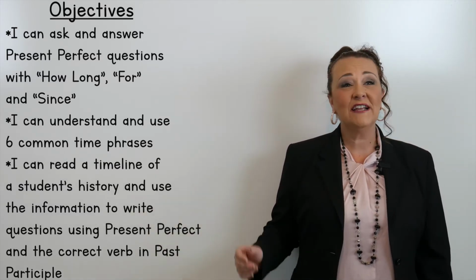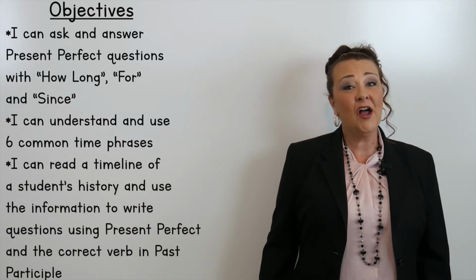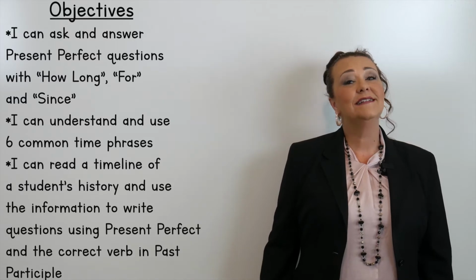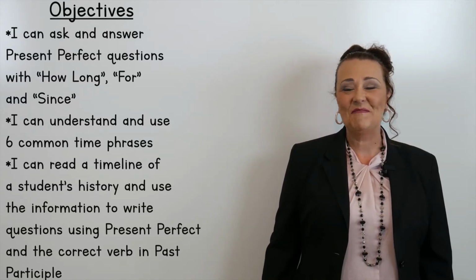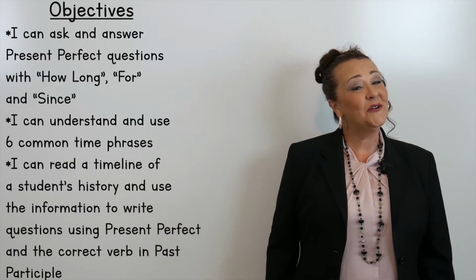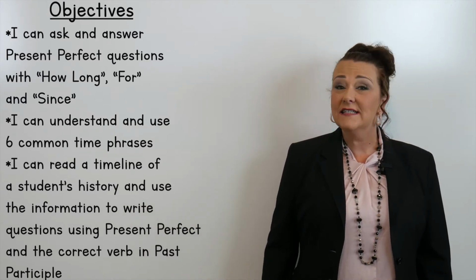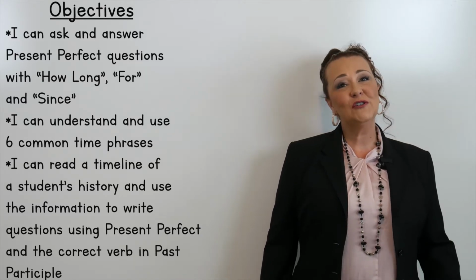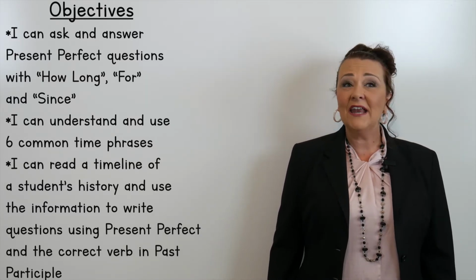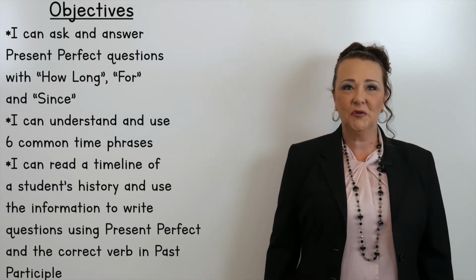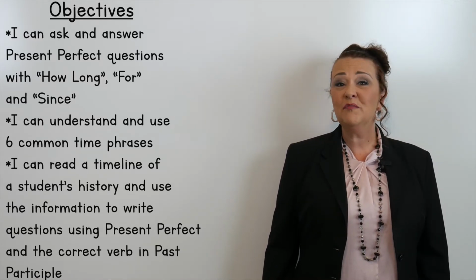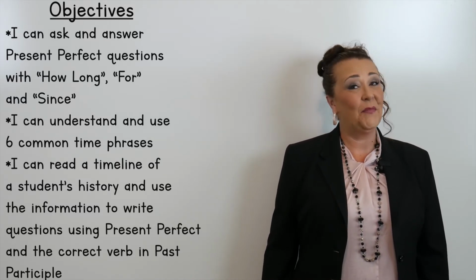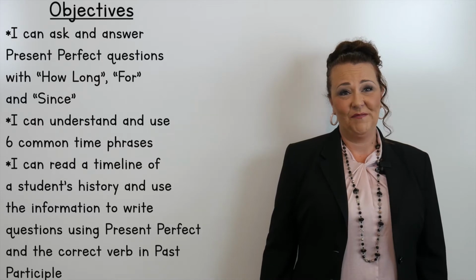The next objective says, I can understand and use 6 common time phrases. The third and final objective for today says, I can read a timeline of a student's history and use the information to write questions using present perfect and the correct verb in the past participle.